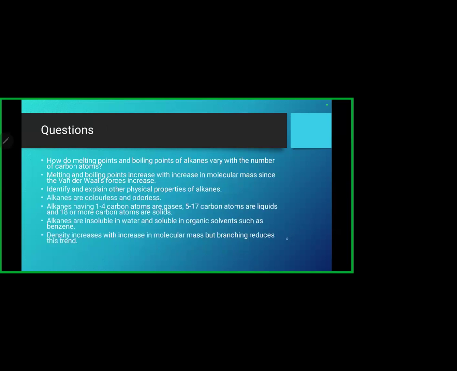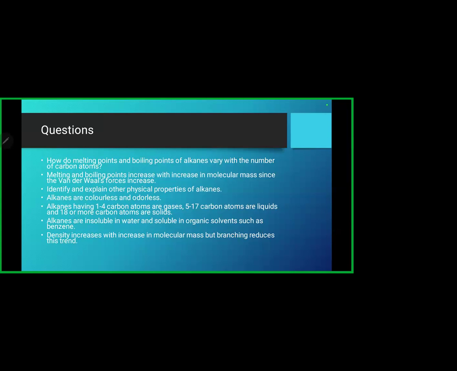So here we have the explanation and other properties. Why do melting and boiling points of alkanes vary with the number of carbon atoms? We said melting and boiling points increase with increase in molar mass, and I've explained this. The more the number of carbon atoms increases, the more the elements are, and that means their mass increases. Of course, you're going to discover more on molecular mass when you get to the next topic in senior 3.